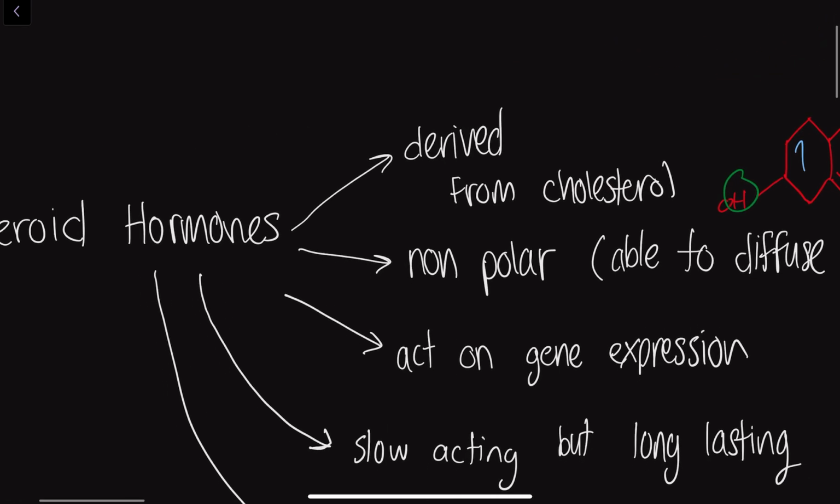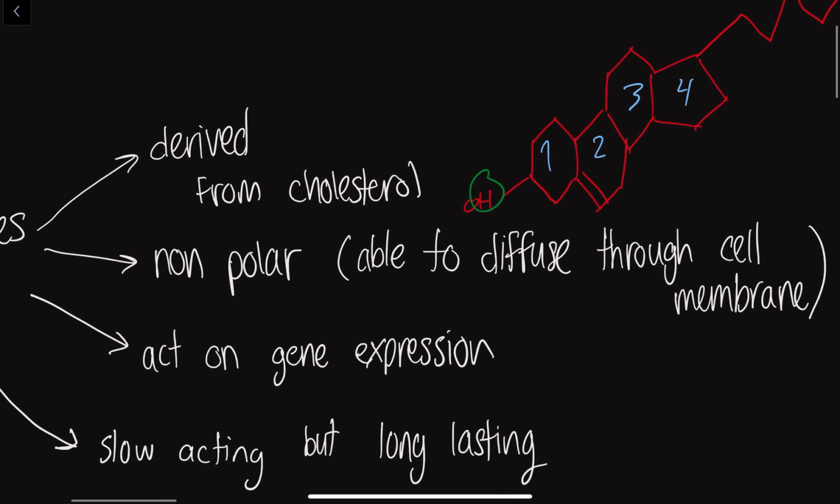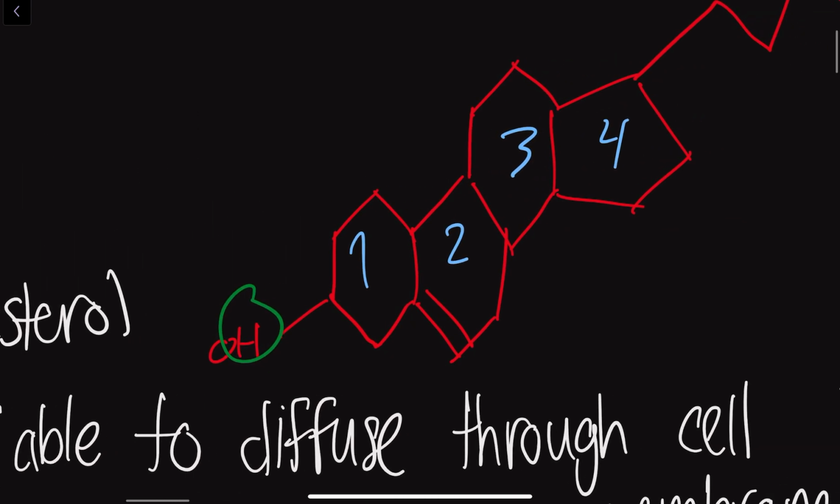So first of all, steroid hormones are going to be derived from cholesterol, and I have the structure of cholesterol right here. The main thing you have to know is that it has four carbon-hydrogen rings right here. Three of them are going to be made of six-membered rings. You can see one, two, and three. And then the fourth one is going to be a five-membered ring.